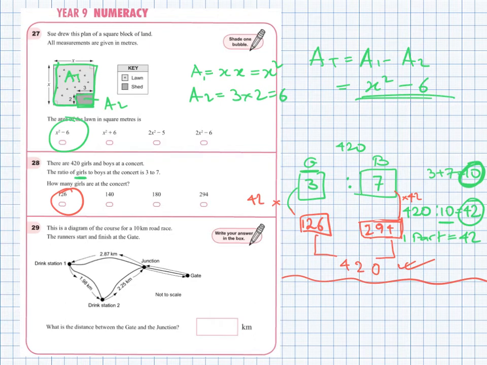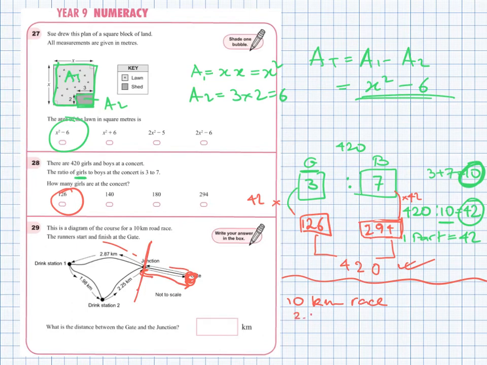So next one. This is a diagram of the course for 10 kilometers. So altogether it's called a 10 kilometers race. The runner starts and finishes, so it starts here and finishes there. So what is the distance between the gate and the junction? So we're looking for this distance. Please note that the runner is going to run it twice, going this way and then on the way back as well. Let's first see what we have on the side.